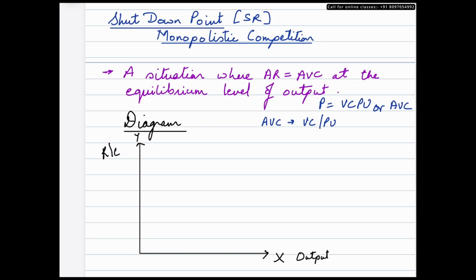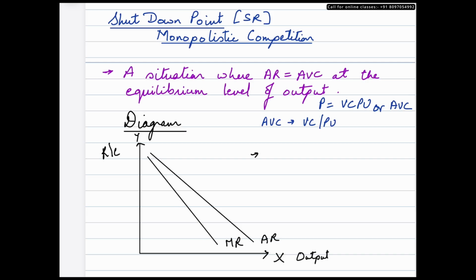Let's take a look at the diagrammatic representation. So the first thing that we need to draw is the average revenue curve. Let us say this is the average revenue, and we know that if average revenue is falling, marginal revenue would fall at a rate faster than AR, and that makes the curve lie to the left of the AR curve, correct? Let's draw the marginal revenue curve. This is the marginal revenue curve.